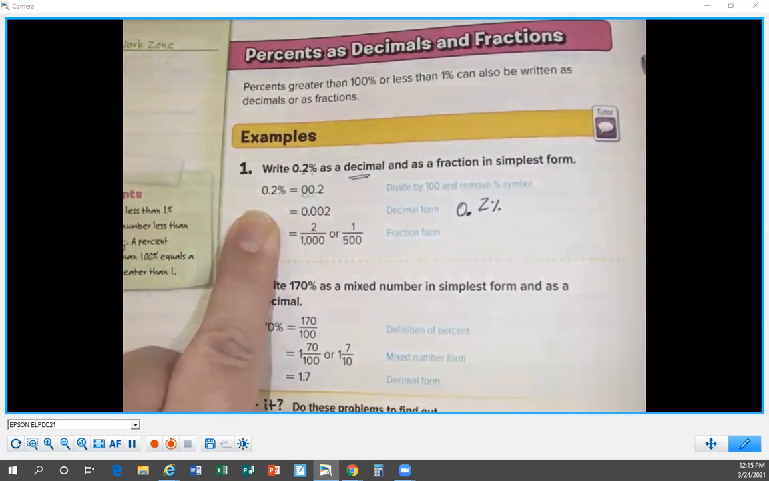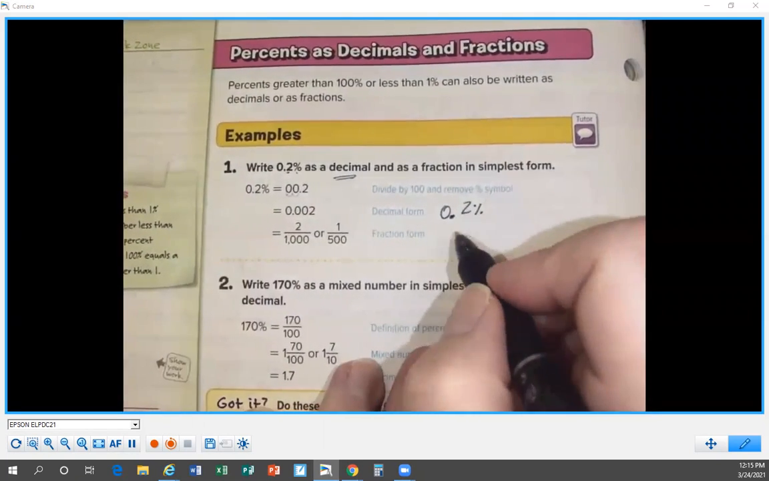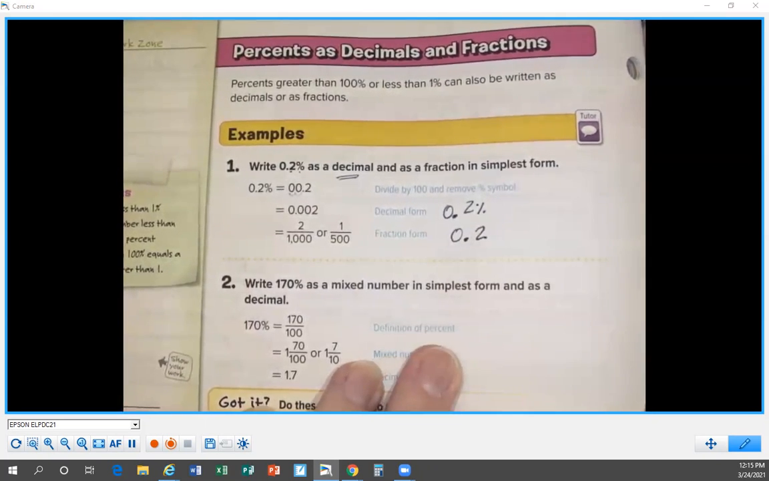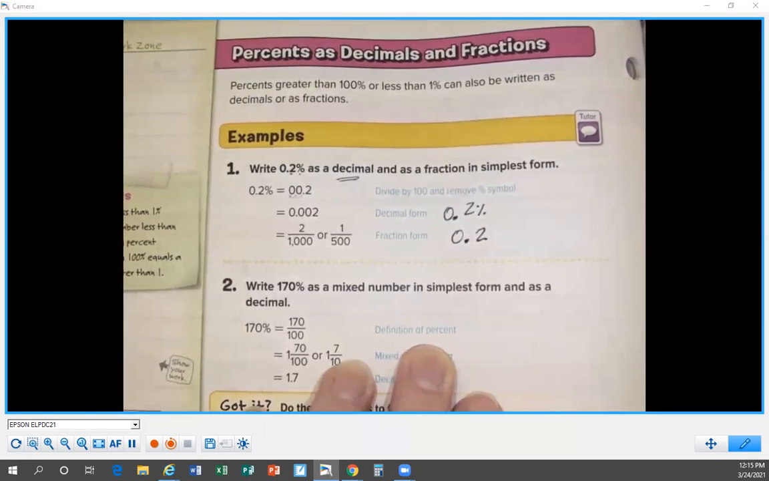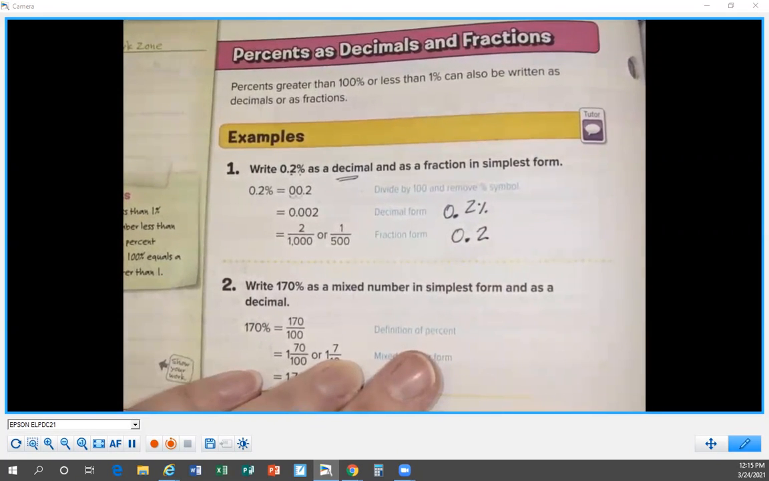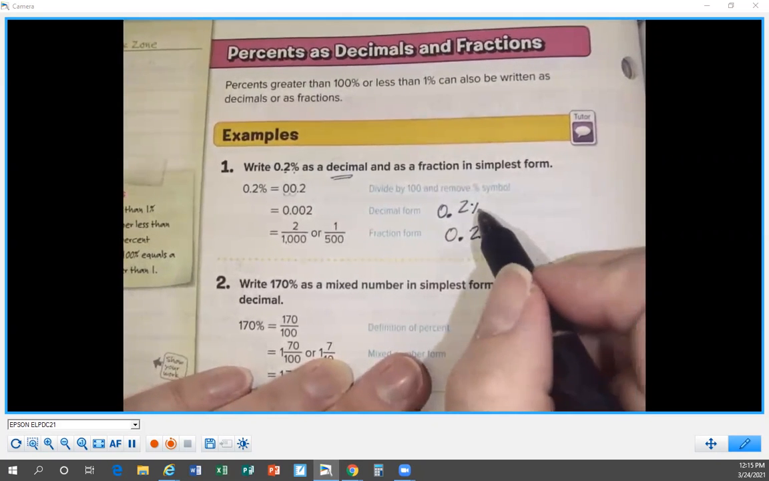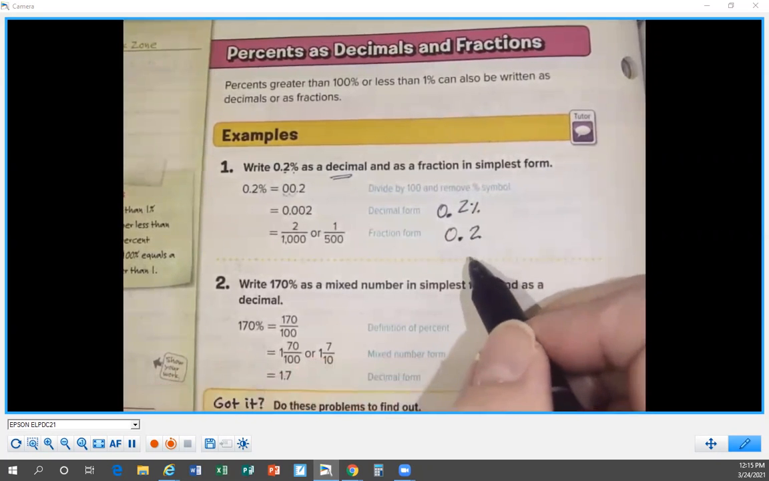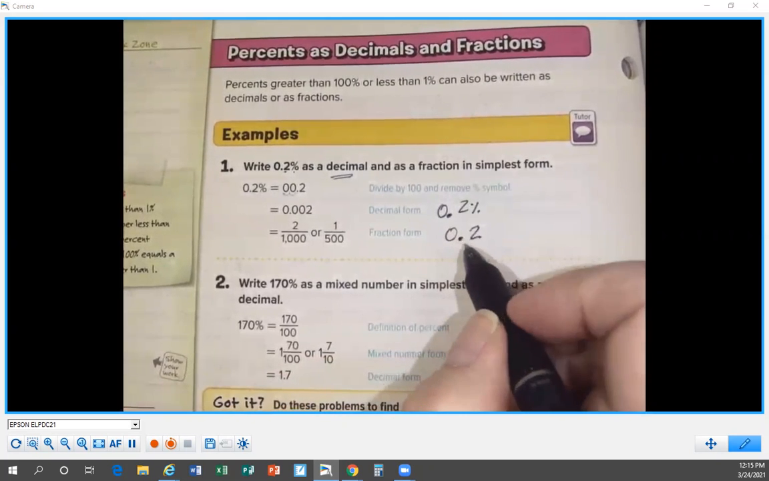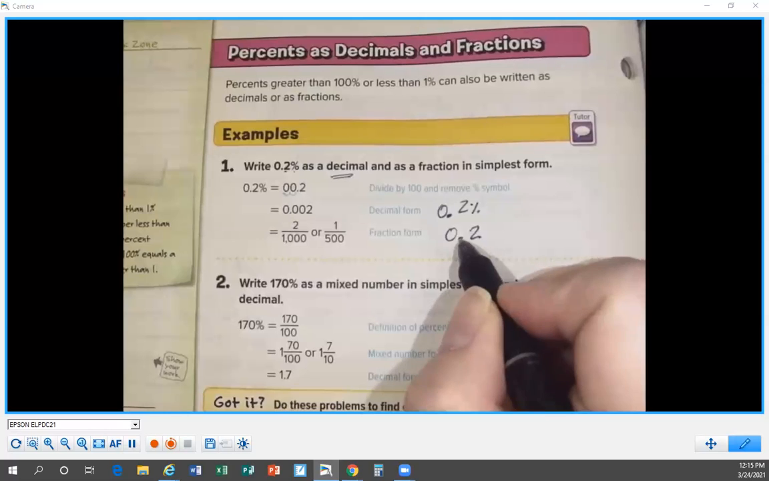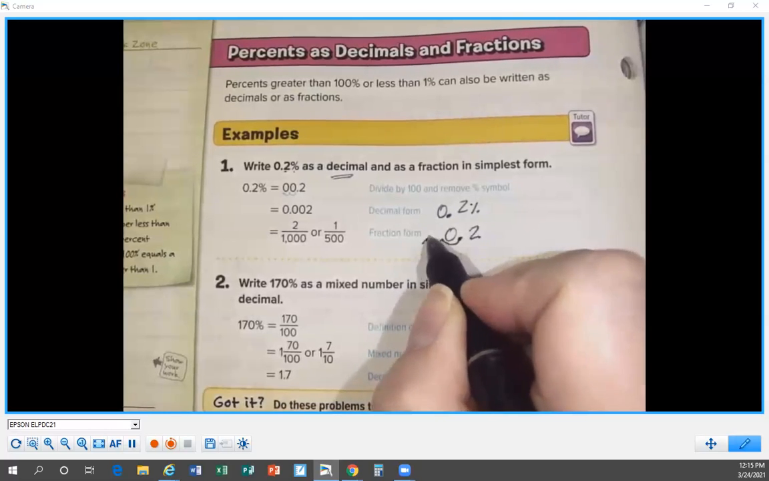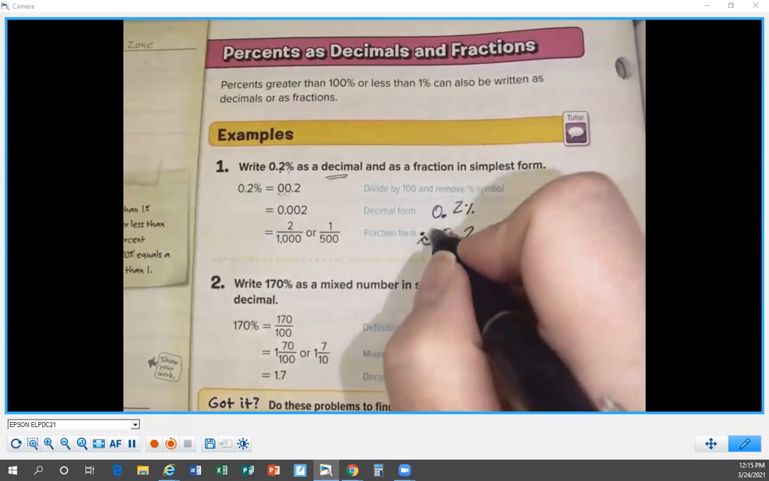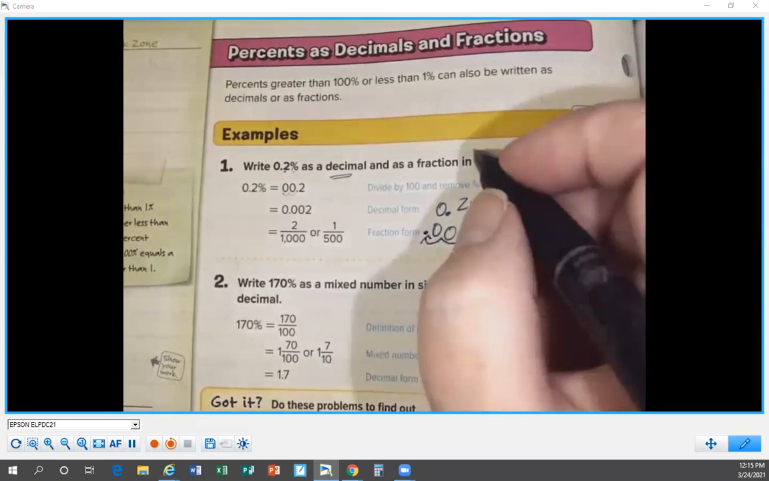So to change it to a decimal, the first step is to copy it down, but take off the percent sign, so 0.2. Now, what does percent mean? The word percent means per 100, which means divide by 100. So if I dropped the percent sign, I actually need to divide by 100. How do we divide by 100? Move our decimal 2 places to the left, because we have a base 10 number system. That's the same as dividing by 100, 0.002.